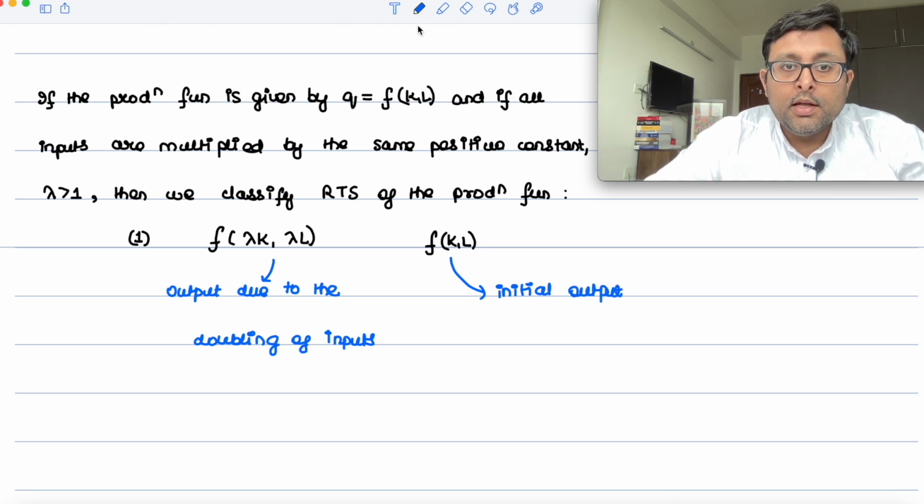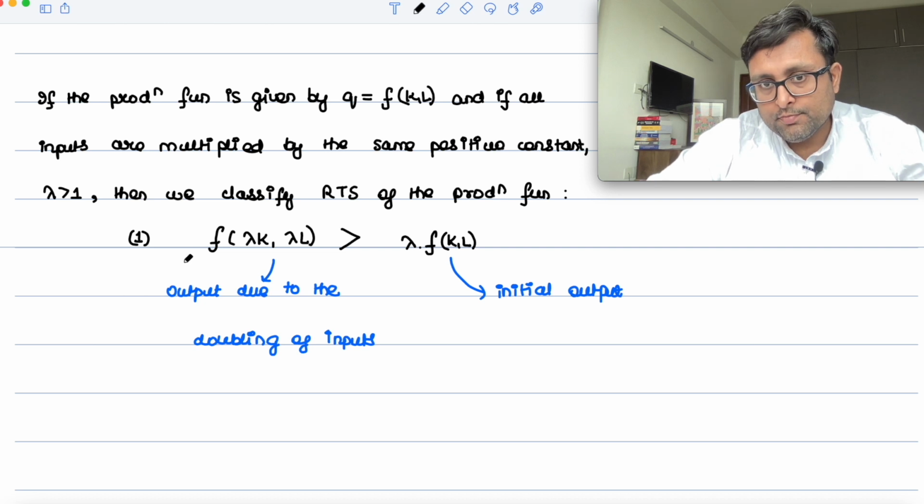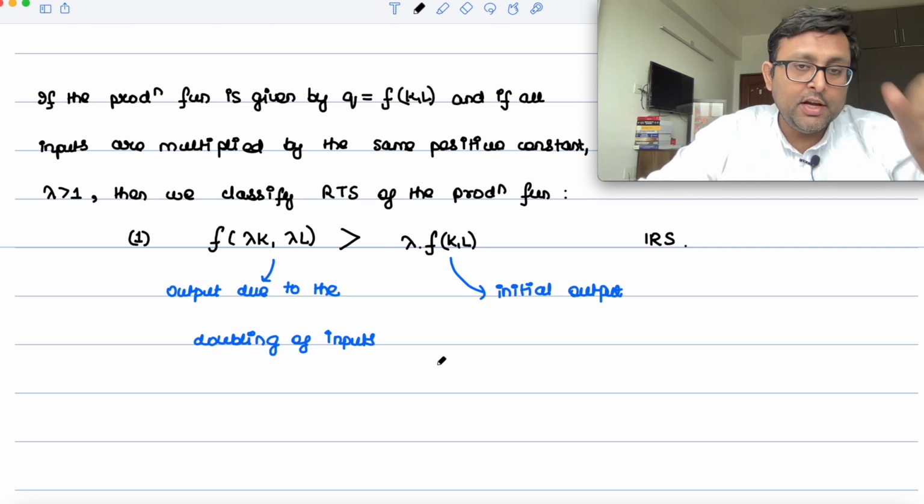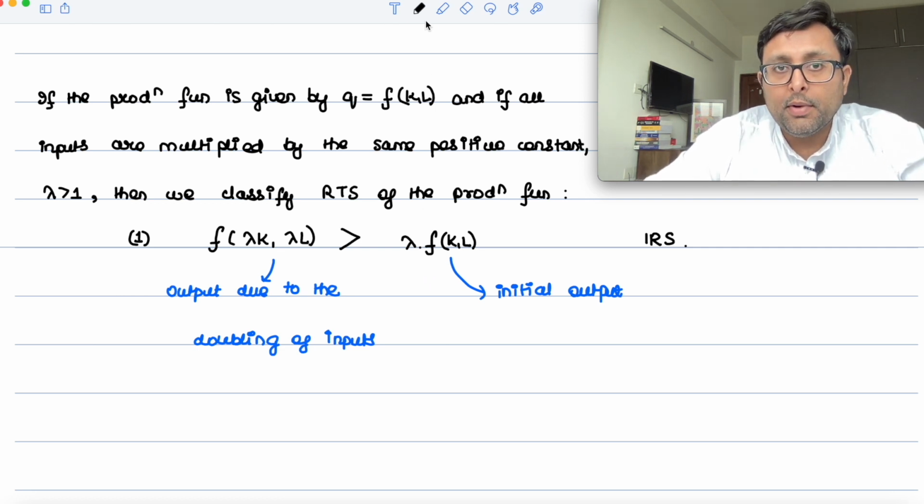If you multiply the initial output by lambda, by the factor with which you are increasing, so let's say you're doubling inputs, and you just multiply the initial output by lambda, this is what you're going to get: lambda into f of k. So if the output which you get by doubling of the inputs is more than double of the output, this is the case of increasing returns to scale, right? So the output which you get by doubling of the inputs is more than double of the output.